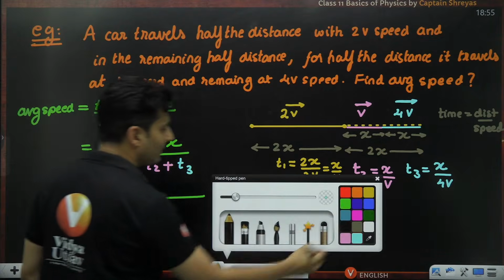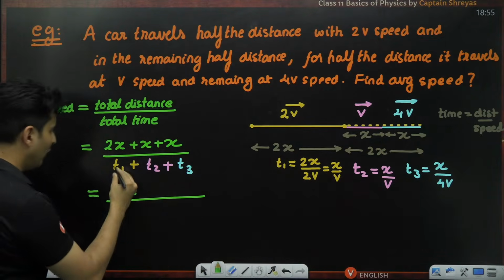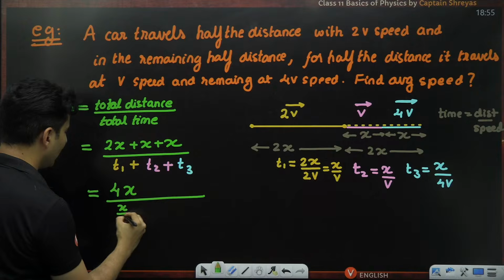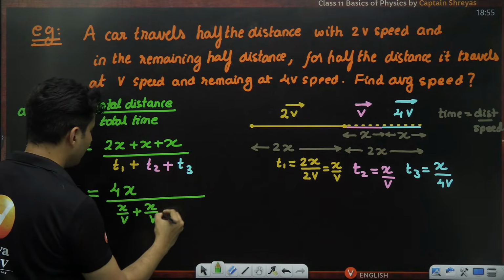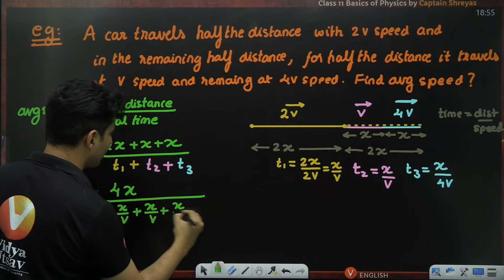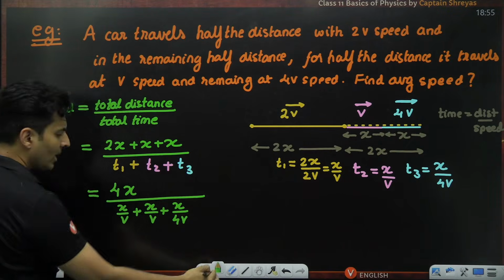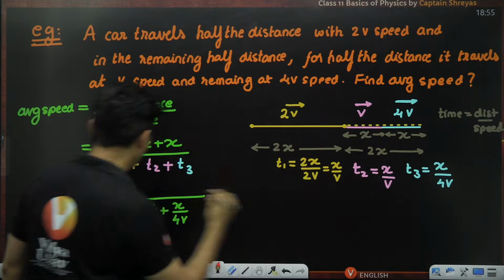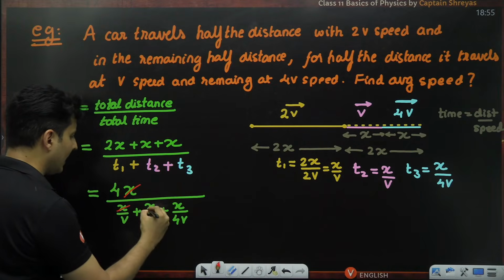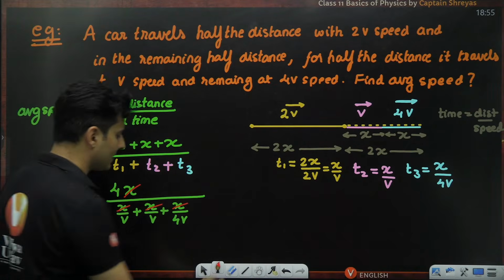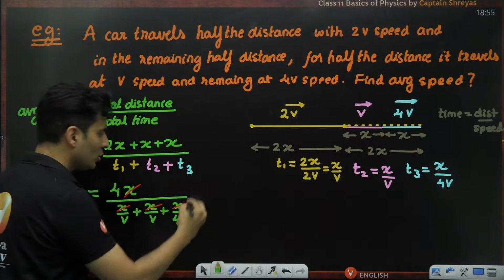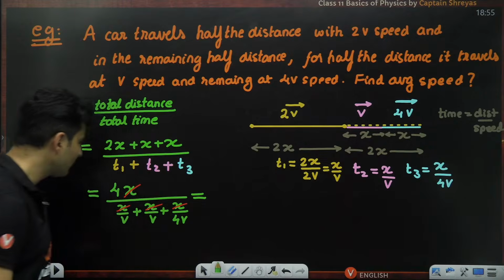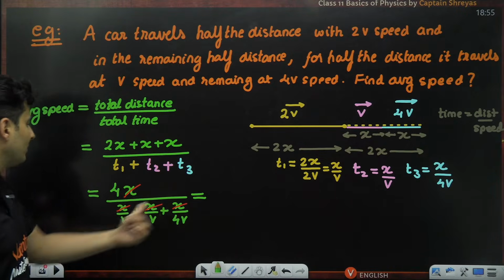Let's substitute. Perfect. Let's substitute, guys. So first number T1 is nothing but x by v. The next number is also x by v. The last number is x divided by 4v. I have an idea. First of all, let's cancel the x. Let's get rid of x. Just like in real life also, you should get rid of x so that you can live in present. Yes? Okay. So we have something over here.